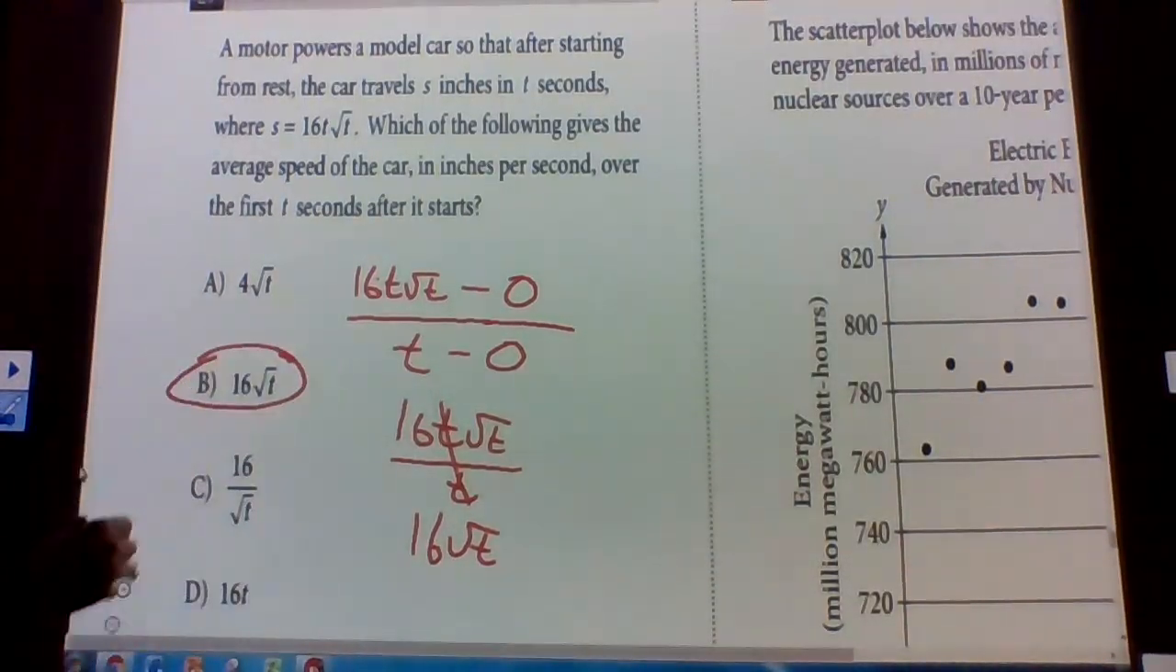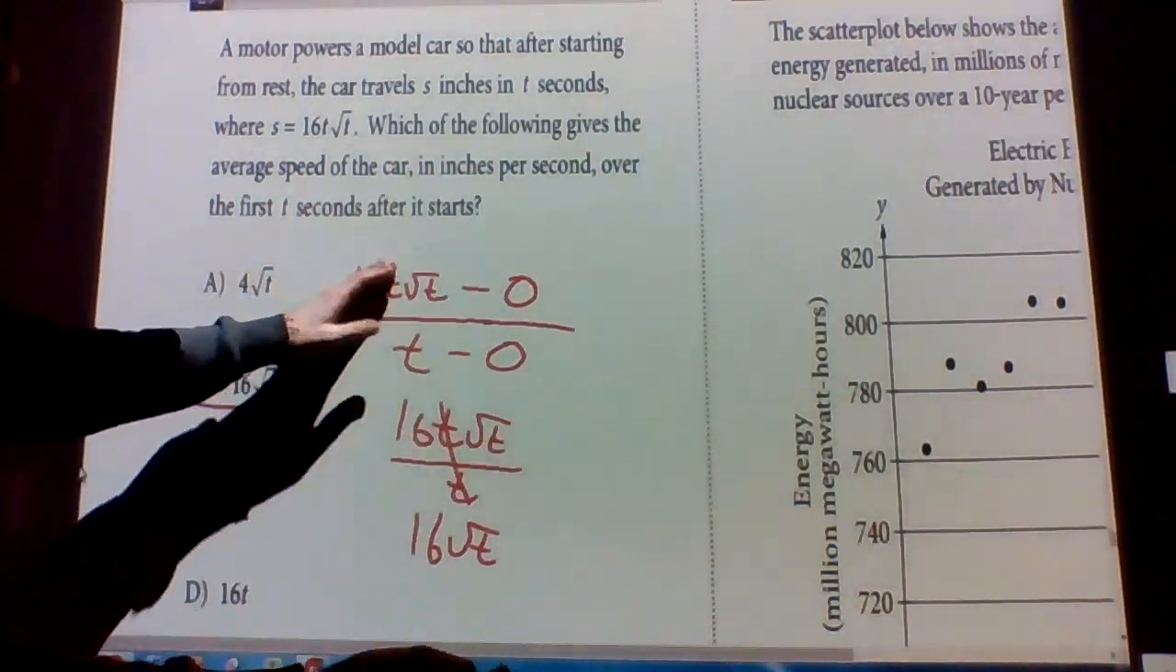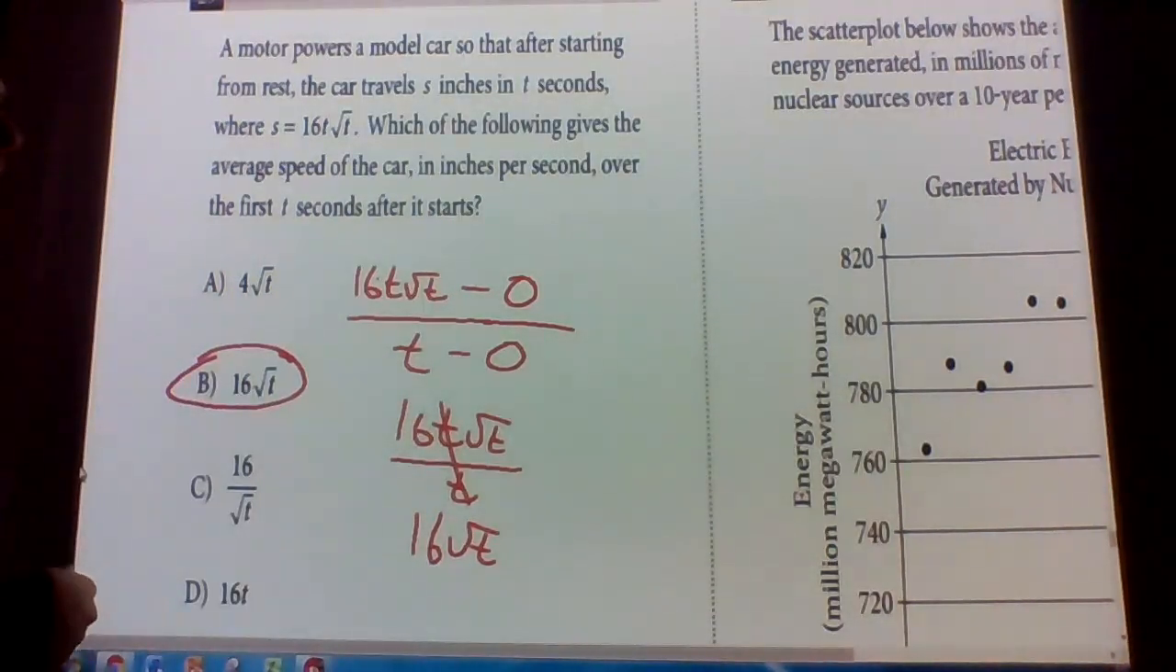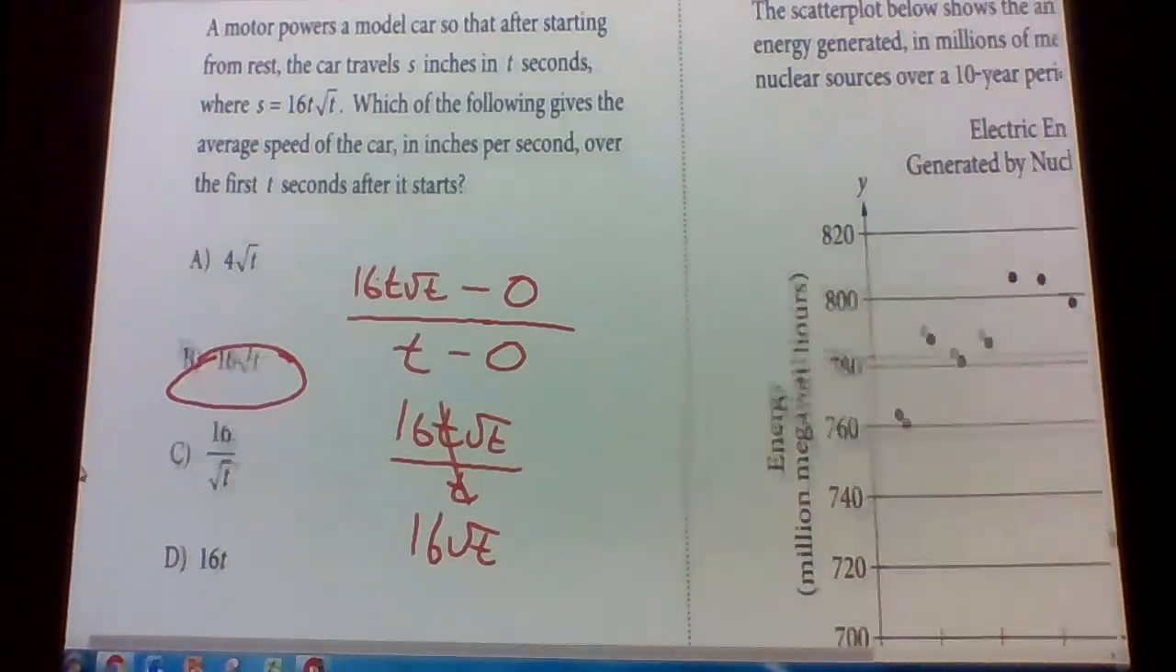Okay, so we're finding average. So the total distance you went divided by the amount of time you had to go over that distance gives you the average speed of the car. Right, speed is distance over time. And then number 30.